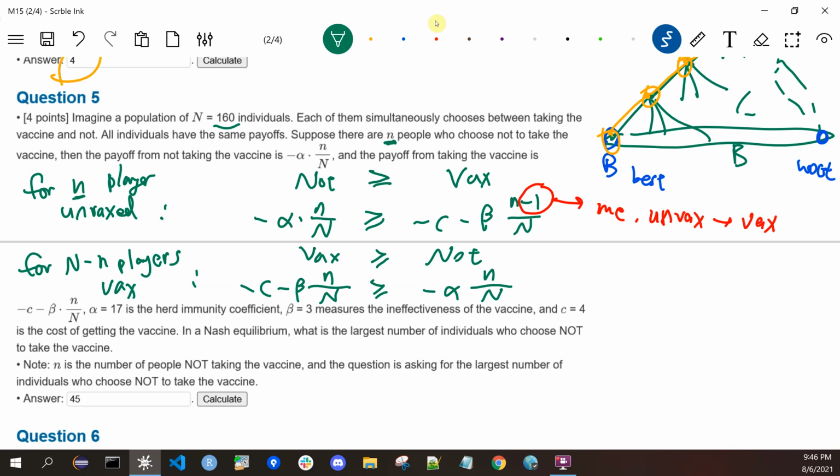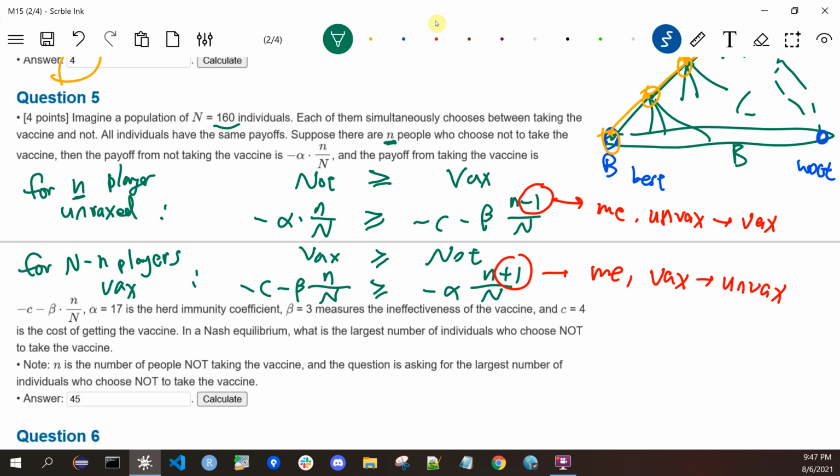Then because I am one of these n minus n players who are vaccinated, if I actually switch and choose not to vaccinate, then I'm actually adding 1 to the group of unvaccinated people. So again, that's actually the key point here. This is, again, me because I switched from vaccinated to not vaccinated.